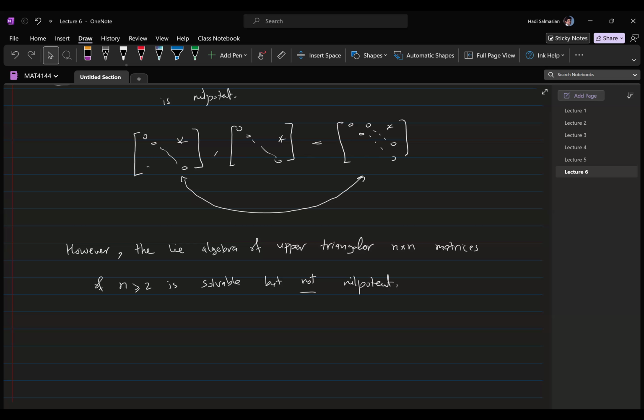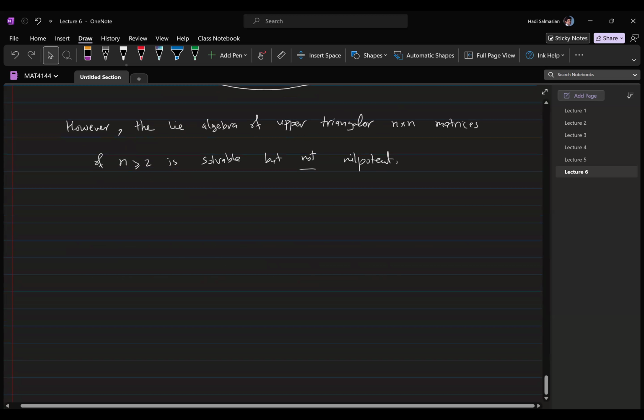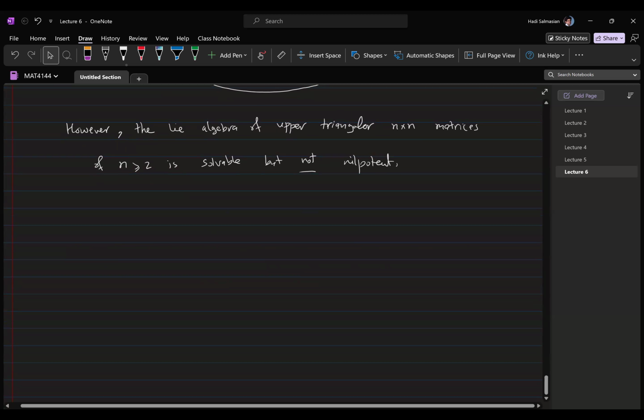But prior to that, you can't assume that. Even for one-dimensional, you can have a nilpotent which is not upper triangular, okay? Did I answer your question? Any other questions?